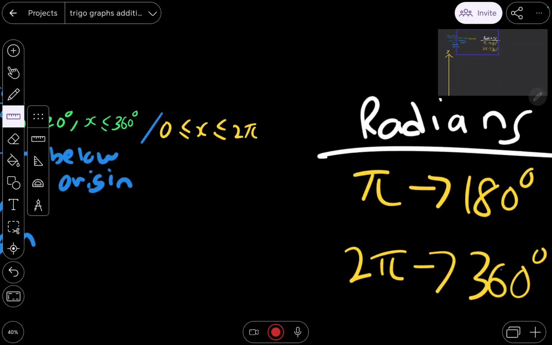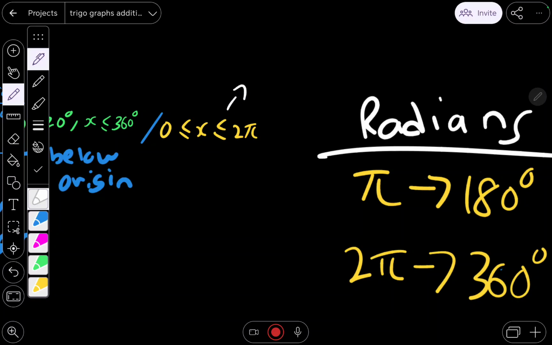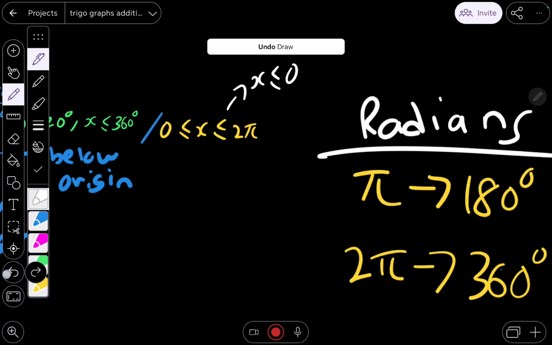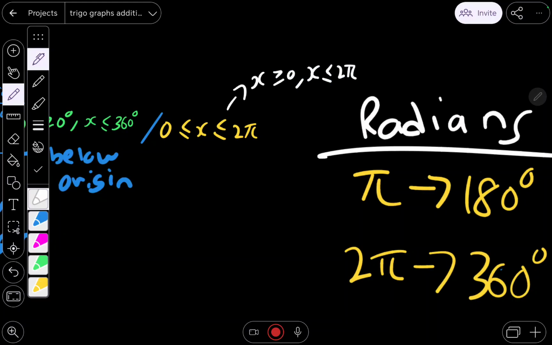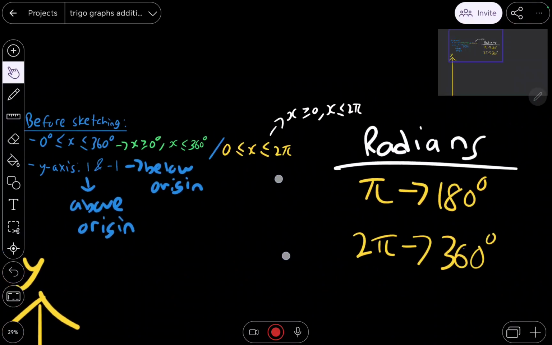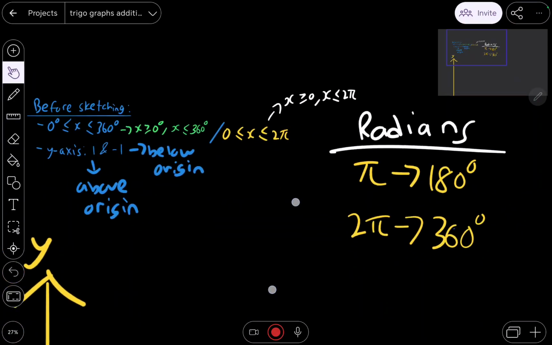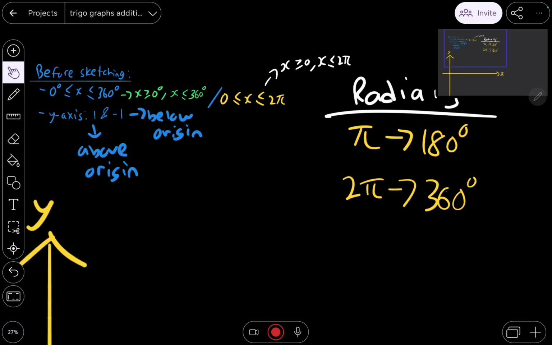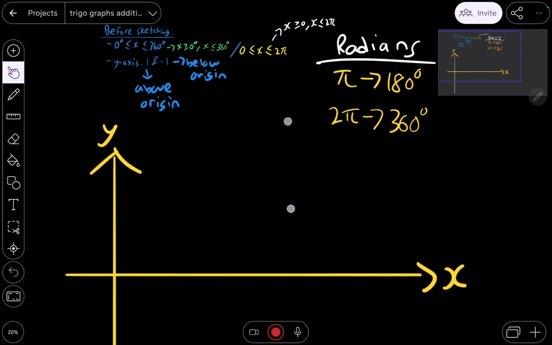I forgot to write this out. It basically means that x must be more than or equal to 0, and then x has to be less than or equal to 2 pi. That's basically what they mean, which I forgot to write in sine x, but I'm guessing you should know, right? Because it's just the 360 that is replaced with 2 pi.